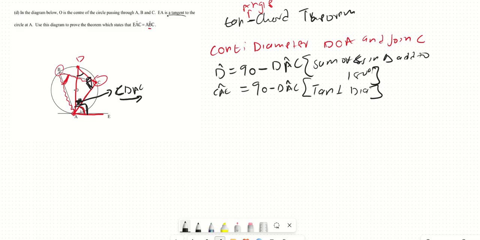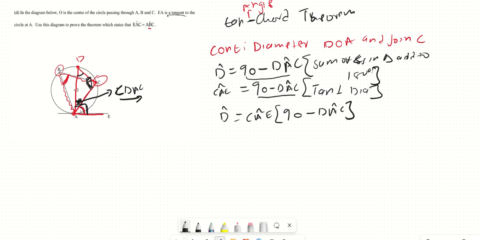Now we're looking at this. If you look at this side, we have 90 minus DAC. That brings us to say angle D is equal to CAE. The reason for them to be equal, we can say, is because both are equal to 90 minus DAC. Now, looking at that, that's fine.